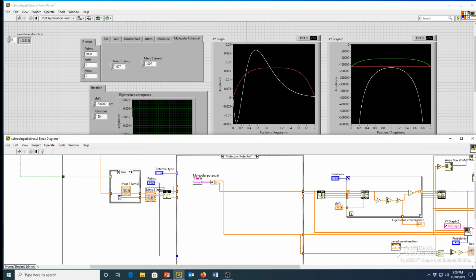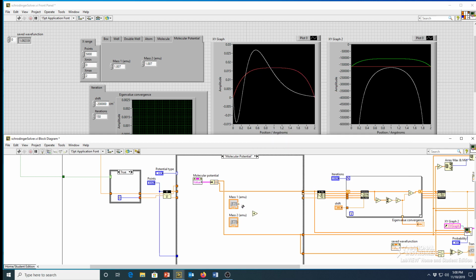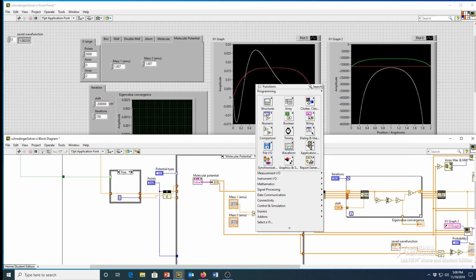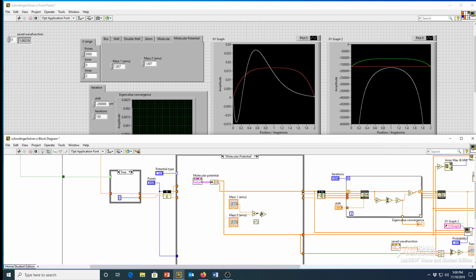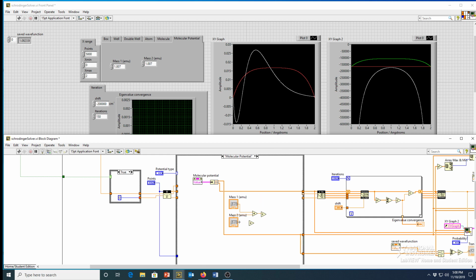And on the block diagram, we need to calculate a reduced mass, which is the mass 1 times mass 2, divided by mass 1 plus mass 2. There's our mass for our kinetic energy. You use the reduced mass when you have relative motion of two bodies and you're calculating the kinetic energy of that. Now we need to figure out the dx, the spacing between the x values.